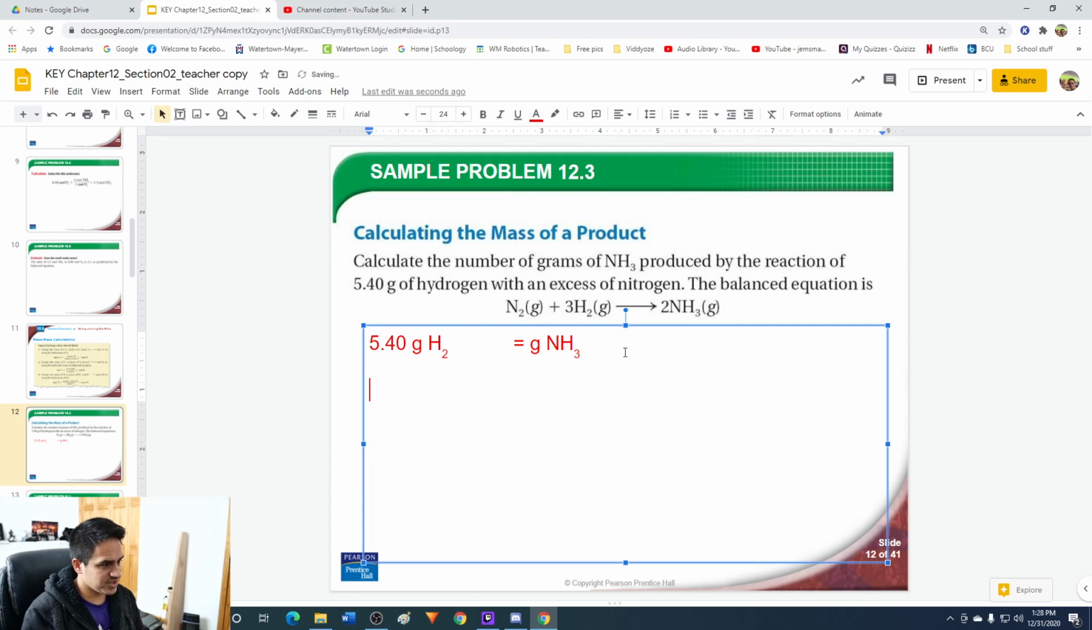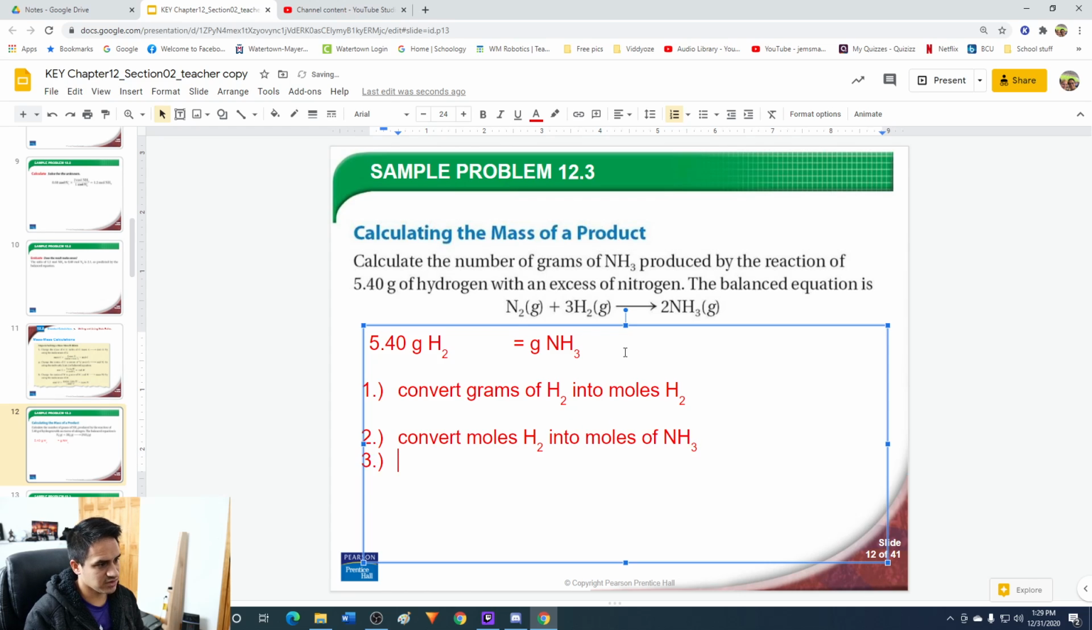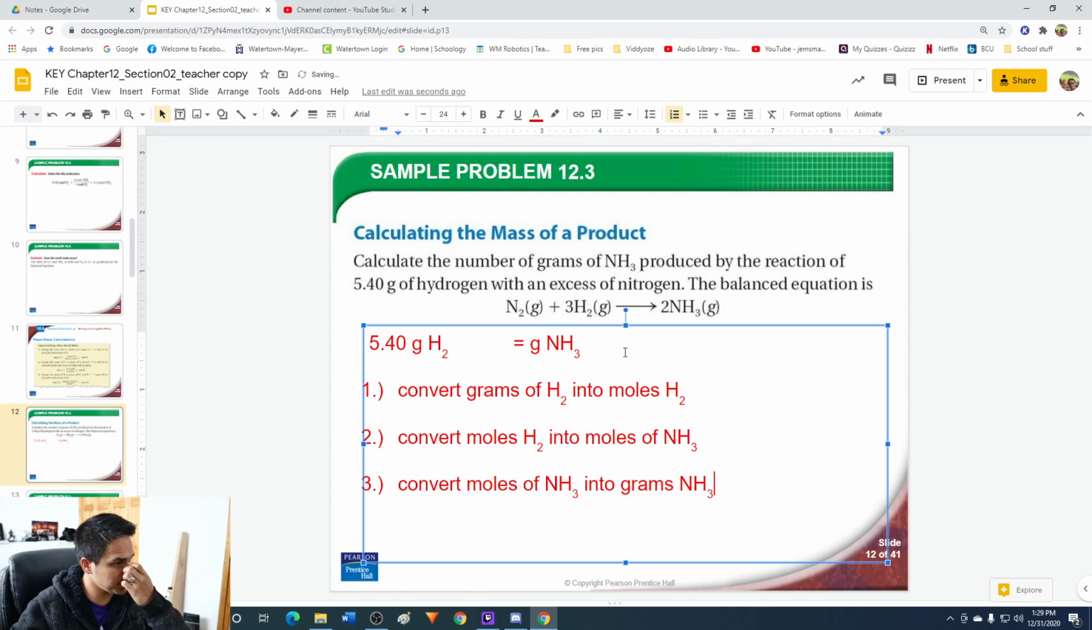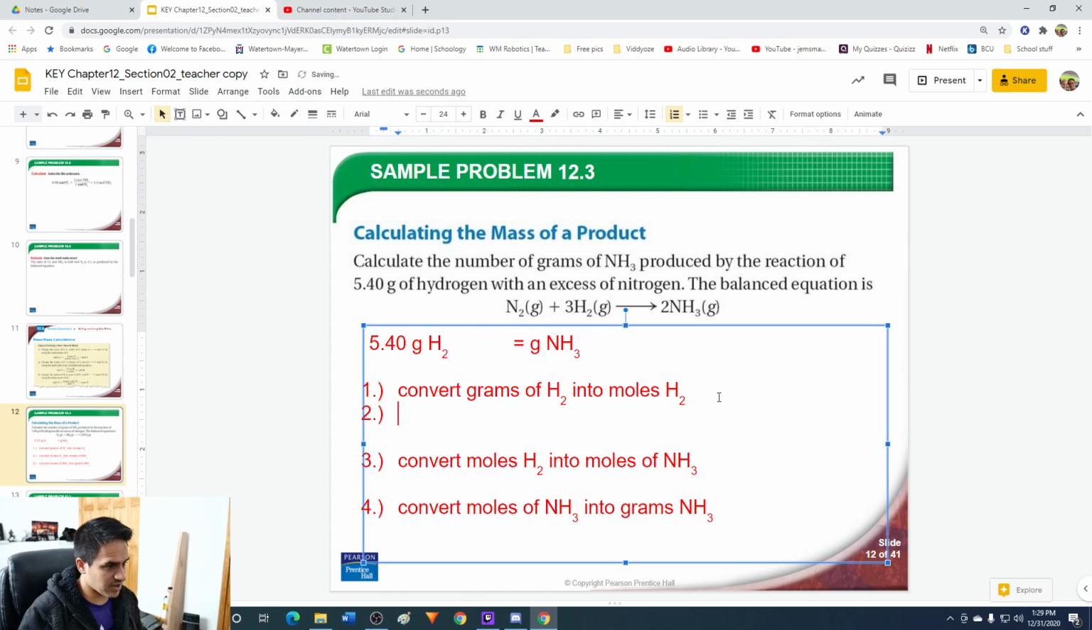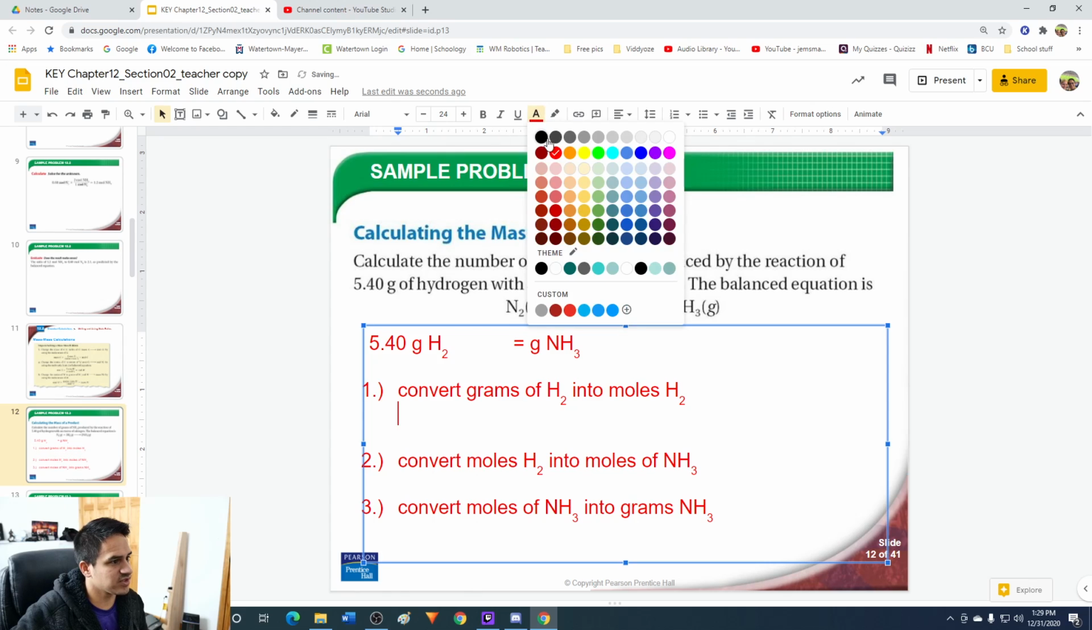All right. So the steps that we have is step one, convert grams of H2 into moles of H2. Step two, convert moles of H2 into moles of NH3. And step three is convert moles of NH3 into grams of NH3. Okay, because the problem is asking us to calculate number of grams. All right, so let's do each part of this problem, and we'll do it in black so it'll stand out more.